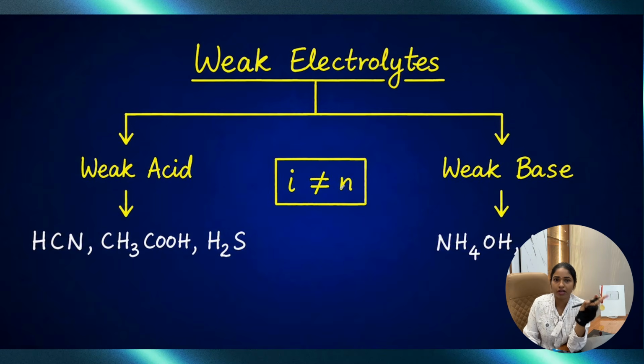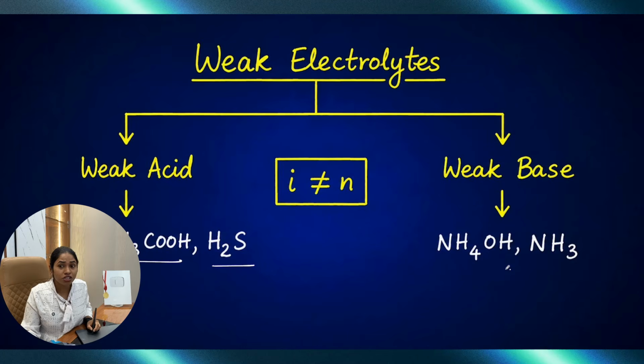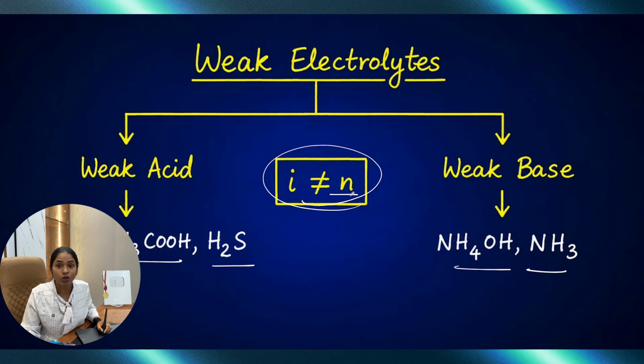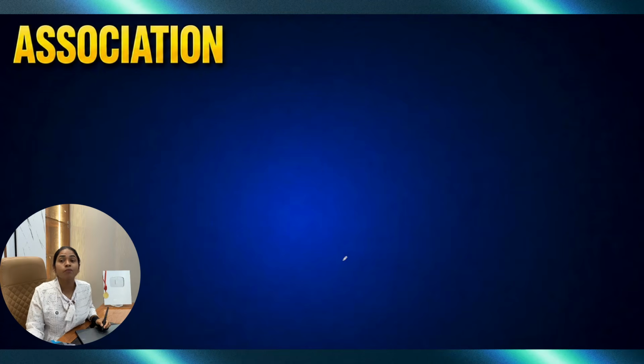Weak electrolytes you have learnt. How to identify weak electrolytes in the exam? Weak acids or weak bases. HCN is a weak acid, acetic acid is a weak acid, H2S is a weak acid. Weak bases, the most important examples are ammonium hydroxide and ammonia. In this case, you should not take i equal to n directly. What you have to do is i equals 1 plus (n − 1) times alpha. Alpha they will give in the question, like 45% or anything. Just substitute; n is the number of ions, and you will get the i value. Is it clear, students?